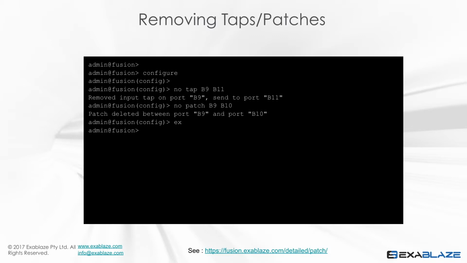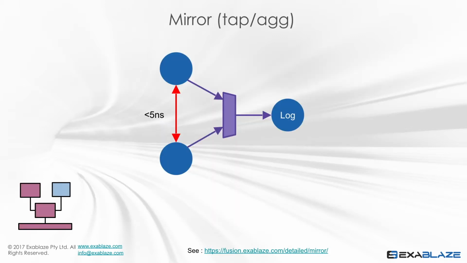So for example, if we wanted to remove the tap between ports B9 and B11, we would enter configure mode and we would issue the command no tap B9 B11. Similarly, to remove the patch between ports B9 and B10, we enter the command no patch B9 B10. Similar commands are of course available for other objects such as muxes and switches.